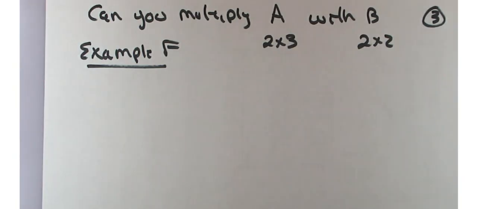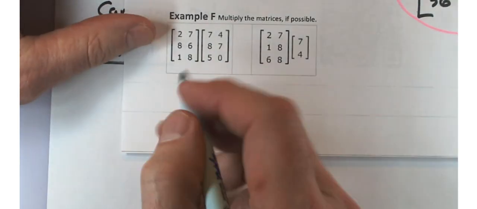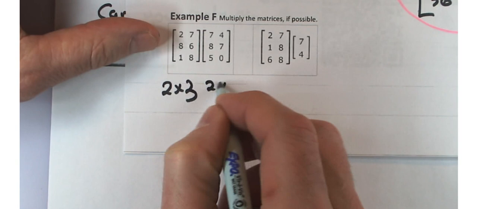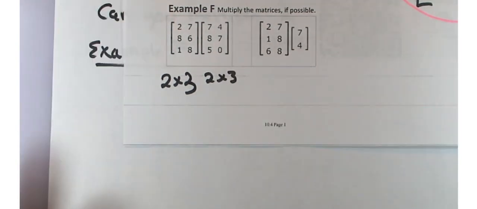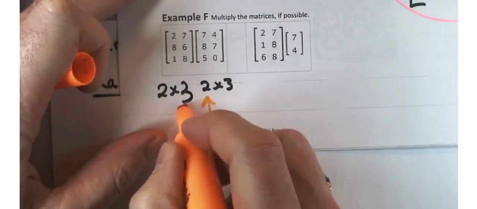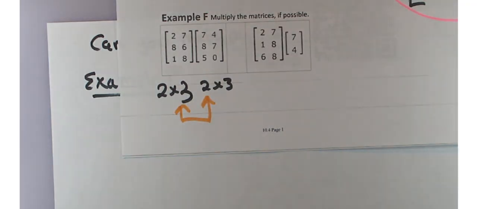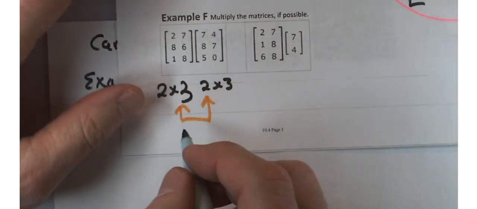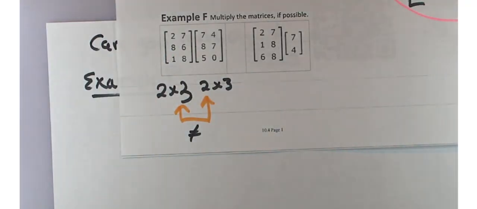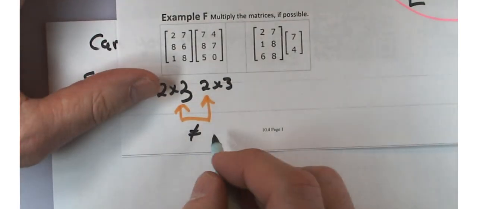Okay, so let's see. Can we multiply those two matrices? Well, that's just down here. This is a 2 by 3 matrix, and this is also a 2 by 3 matrix. In order to multiply these matrices, those two have to match. Do they match? No, they don't. So you're kind of stuck. You can't multiply them. The dimensions don't match.